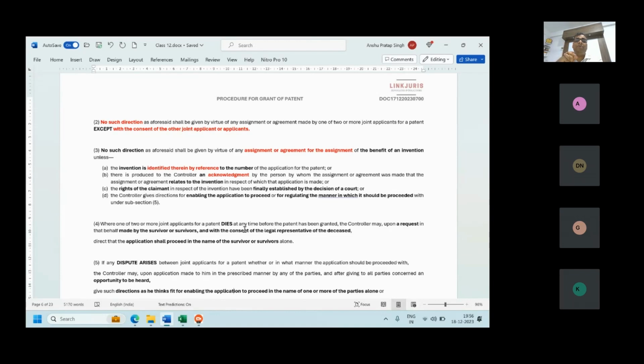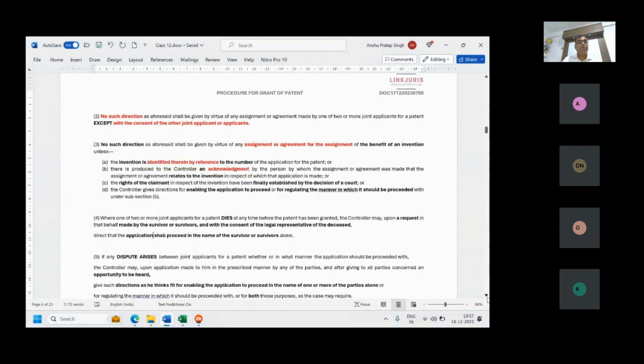The rights of the claimant in respect of the invention have been finally established by a decision. Or there can be a scenario where the court has said that he is also the rightful owner, so he can claim. Please remember, one who applies is called the applicant, and one who is claiming a new right is a claimant. The controller gives direction for enabling the application to proceed or for regulating the manner in which it should proceed, under section 6. So if there is a dispute and the controller has reached a decision, then also this direction can be given. Section 5 deals with the disputes.